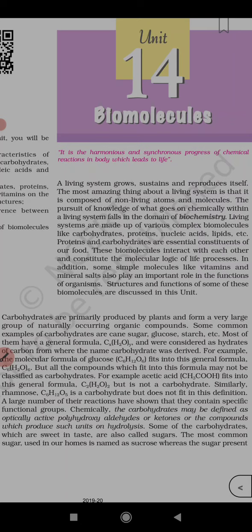The pursuit of knowledge of what goes on chemically within a living system falls in the domain of biochemistry. So what is biochemistry? The pursuit of knowledge of what goes on chemically within a living system falls in the domain of biochemistry.